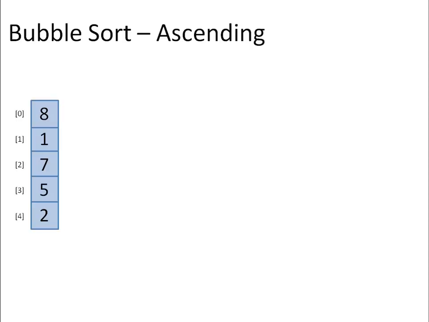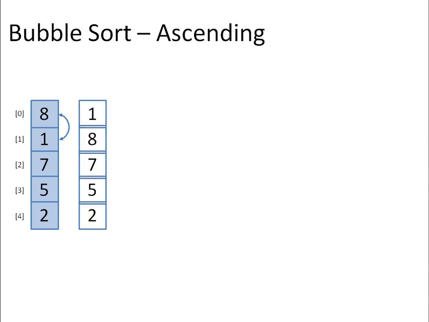For example, if we have to sort these five elements using bubble sort in ascending order, such that the minimum element comes at index 0 and the maximum element at index 4, then we start by comparing 8 and 1. Since 8 is greater than 1, we have to swap.